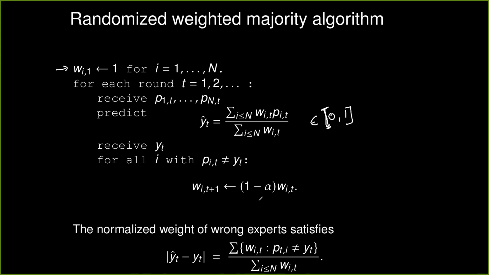And now we have a very interesting relation. The instantaneous loss that we receive is |y hat t minus y t|. That's by definition of the game. And this is precisely equal to the normalized weight of all experts that were wrong. So if every expert is wrong, this will be equal to 1, and we will be maximally wrong. But if they're all right, then we will incur 0 loss.